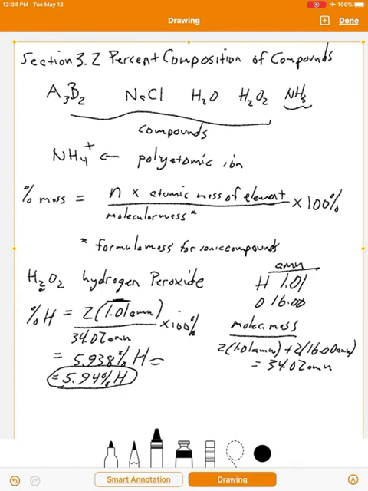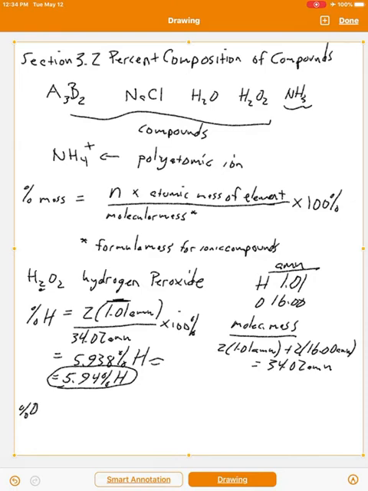Now, if you wanted to know what the percent oxygen was, you'd have a couple different ways to do it. You could say, look, the 2 elements have to add up to 100% because the compound is made up of only hydrogen and oxygen. So you could take 100% and subtract the 5.94, and you would get 94.06%? And that would be perfectly fine. You could even round that to 94.1%. Okay?